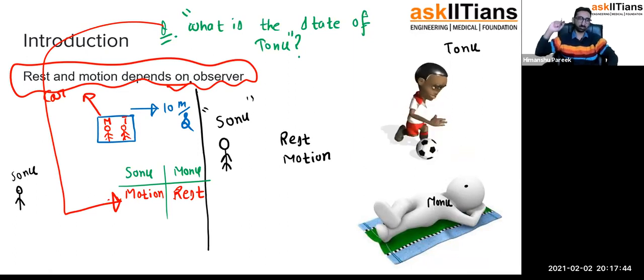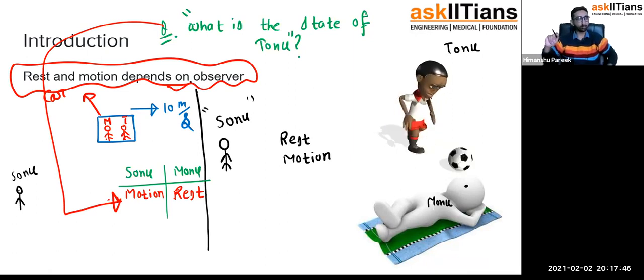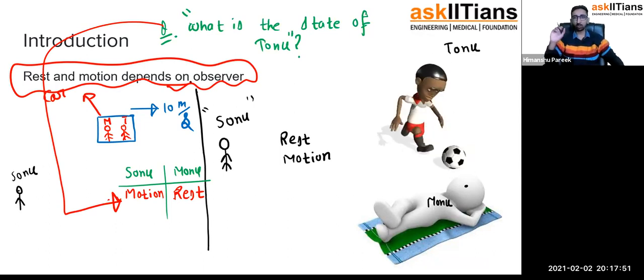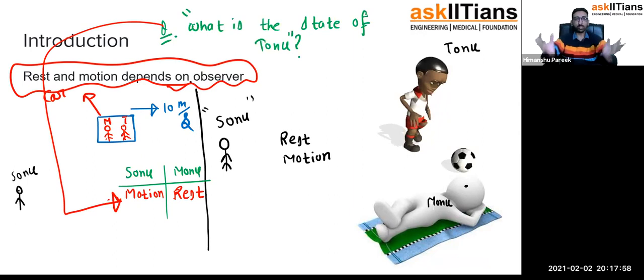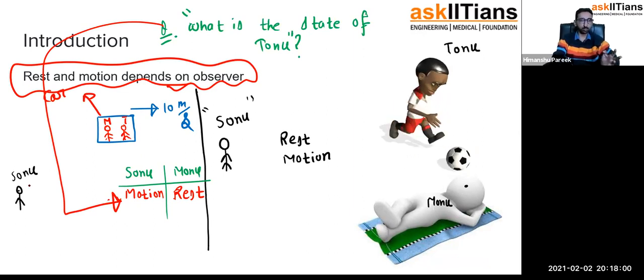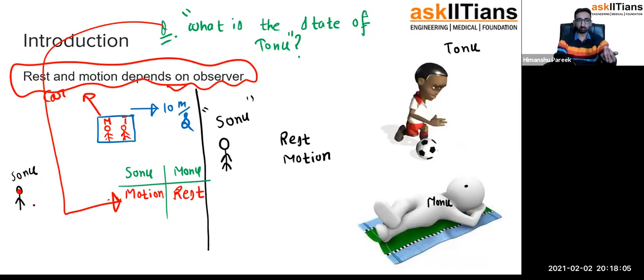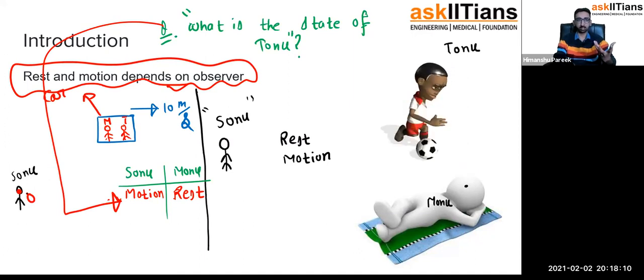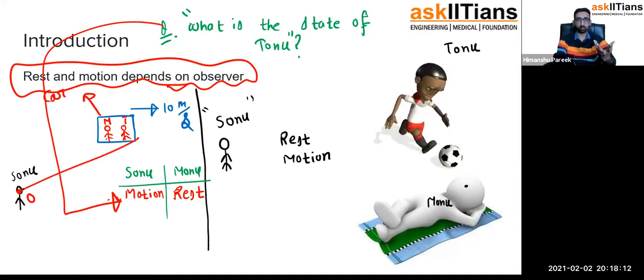I cannot always tell that he is at rest, or always tell that he is in motion. No, I cannot do that. So this rest and motion is always dependent on the observer. Suppose Sonu is making observations from here. So he will be fixing his origin, right? Origin he would be fixing somewhere so that he can calculate distance. That Tonu is at this distance, Mono is at this distance. So for Sonu, the origin would be there.